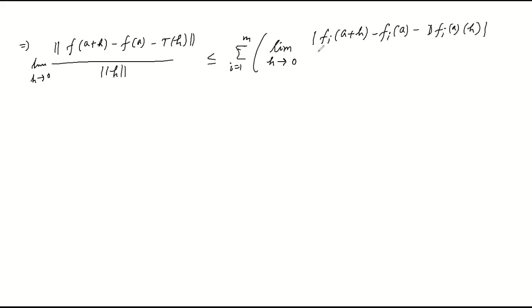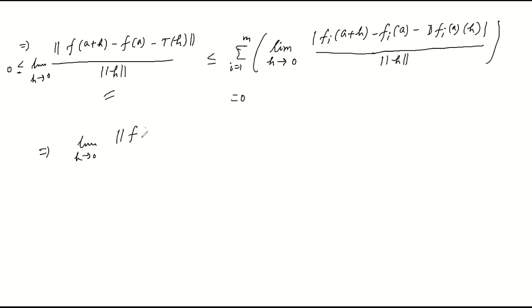By the definition of derivative, each limit on the right hand side is, for each i, equal to 0, so the right hand side is equal to 0. The left hand side is greater than or equal to 0, so this implies the limit as H tends to 0 of the norm of f(A plus H) minus f(A) minus T acting on H, over the norm of H, is equal to 0.